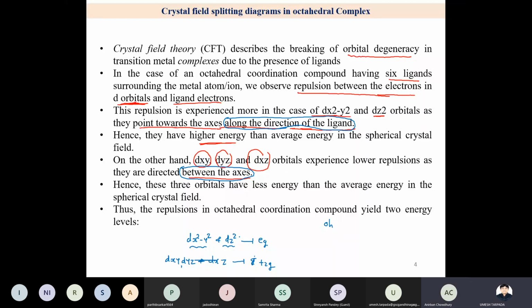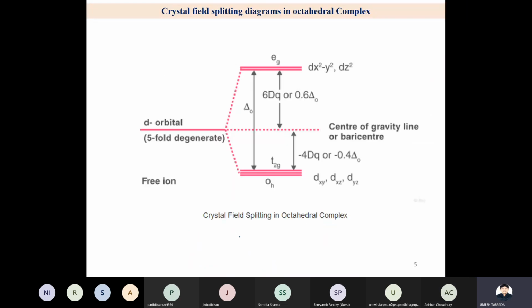Why do dx square minus y square and dz square experience more repulsion? Because they are along the axes, and the ligands come along the axes. Ligands are in an octahedral structure. This is your octahedral structure, and in it the ligand is also present on the axes. These are the six ligands where the electrons of the ligands are. This is the z axis, and this is x and y.